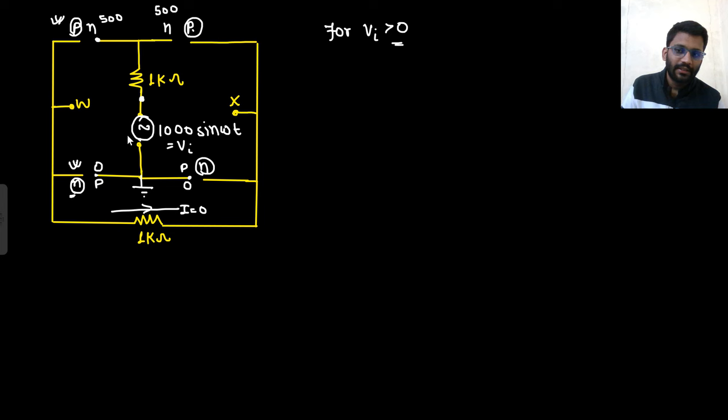This 100 sine omega t battery that is there is not connected to the 1 kilo ohm resistance anyhow. Is Vin connected to the 1 kilo ohm or not? It is not connected anyhow. Complete open circuit is there, so there is zero current. So whatever potential you have here, the same potential will be here. Are you getting this point?